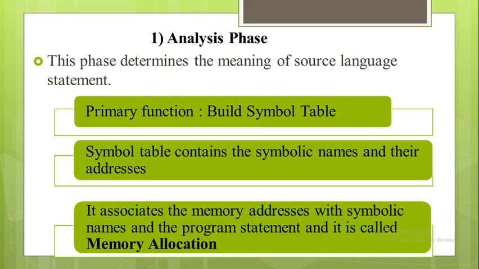This particular phase is going to determine the meaning of source language statements. The primary function of the analysis phase is to build the symbol table. Now you can ask what this symbol table consists of. The symbol table contains the symbolic names and corresponding addresses. So it associates the memory addresses with the symbolic names in the program statements. This particular function is called memory allocation.